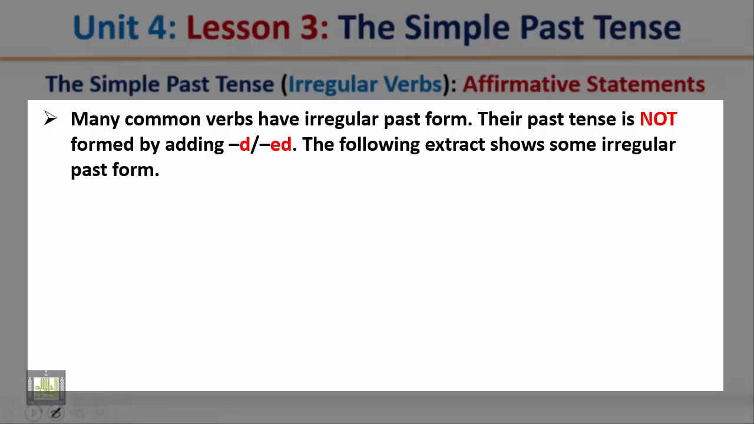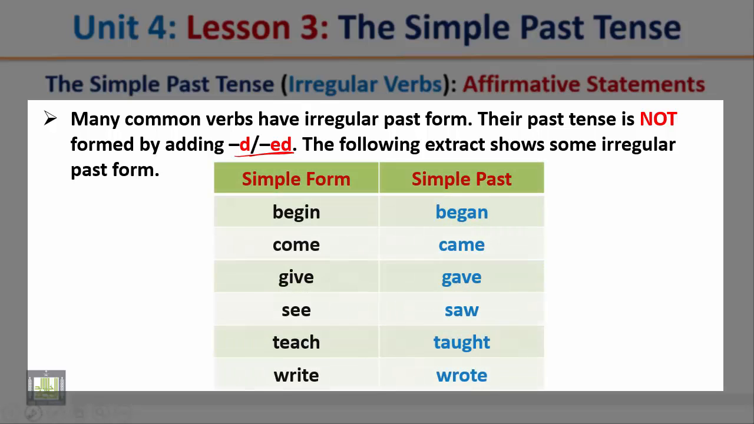The simple past tense, irregular verbs, affirmative statements. Many common verbs have irregular past form. Their past tense is not formed by adding D or ED. The following extract shows some irregular past form. The verb begin becomes began in the past. The verb come becomes came in the past.